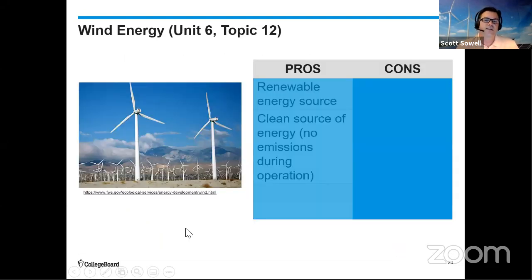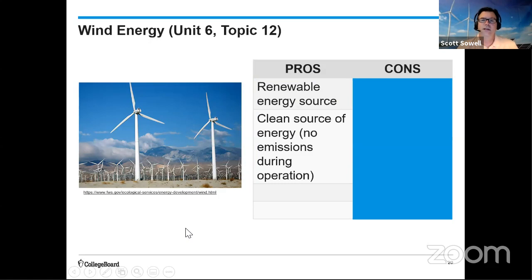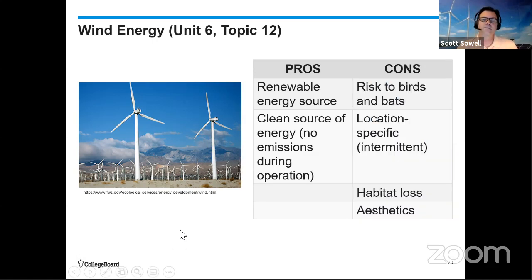So in terms of pros and cons, the pros is it's a renewable energy source, and it's also a clean source of energy. So at the point of generating electricity, there are no emissions. Cons, yes, there are some risks to birds and bats that might fly into the turbines. This is also specific to a certain location. Certain locations have higher winds than others, and also winds are an intermittent energy source. Sometimes the winds aren't blowing.